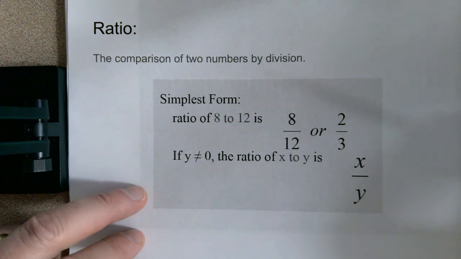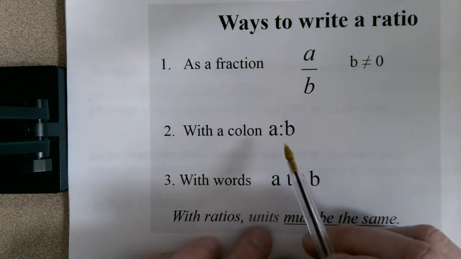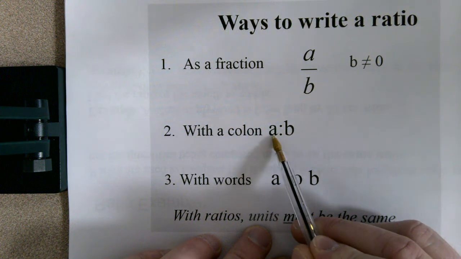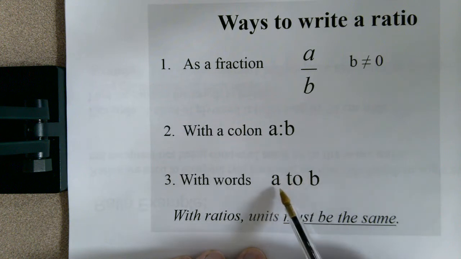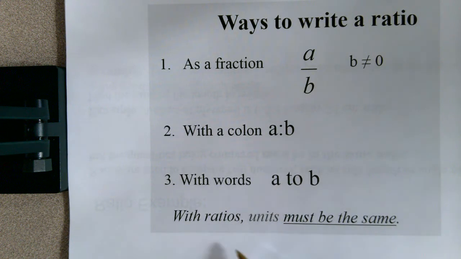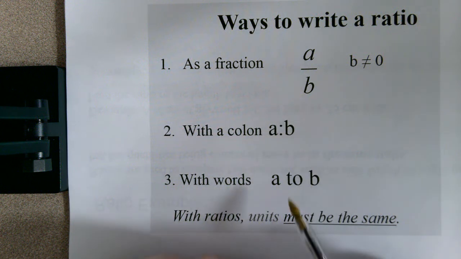When we write a ratio, there are basically three ways that we can write a ratio. The first one is like we just showed you with a fraction. Sometimes we use a colon, so the ratio of A to B. Sometimes we use the word "to" in between, so A to B. There are some different things that you might notice. With a colon, a lot of times we use a colon when we're talking about odds.